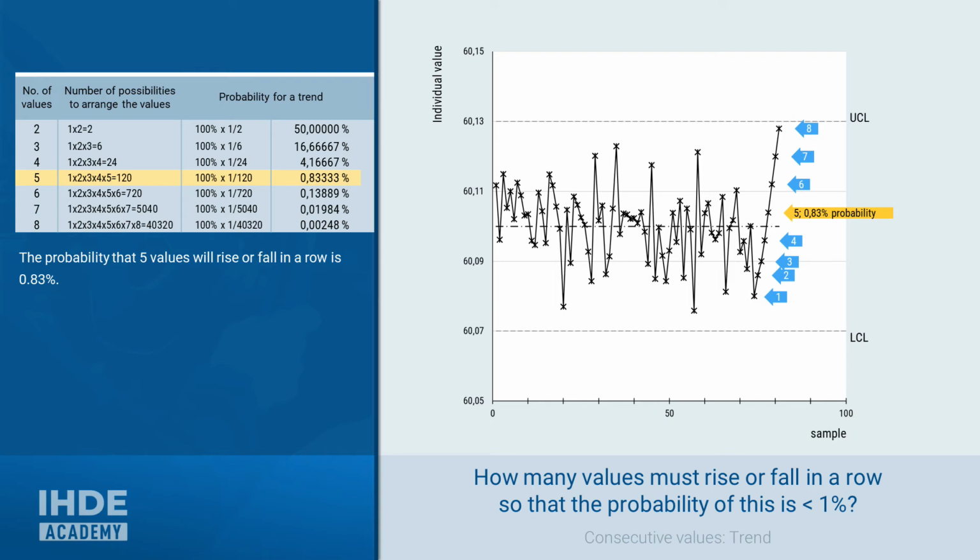So, how many values must rise or fall in a row so that the probability of this happening is less than 1%? As you can see from the table, this is the case for the first time with 5 values. So, 5 consecutive rising or falling values indicate a trend, as the probability of such an event is only 0.83%.